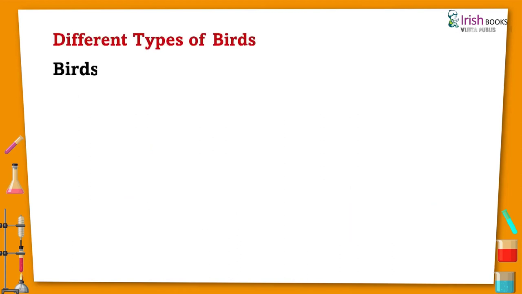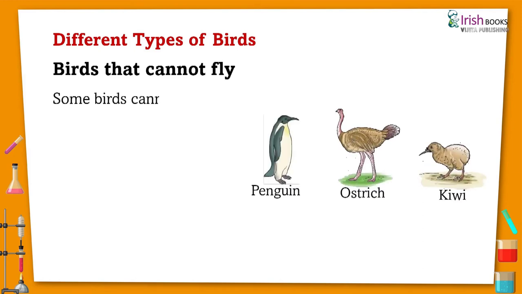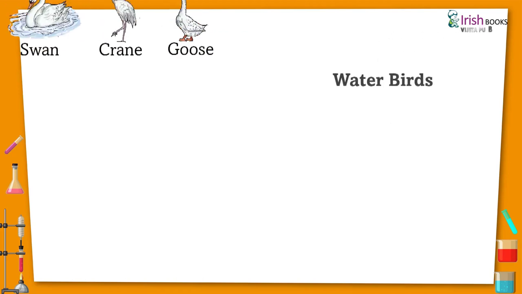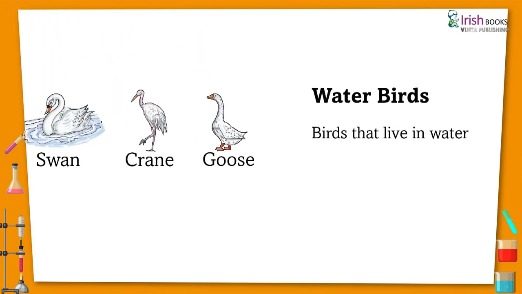Different types of birds. Birds that cannot fly. Some birds cannot fly like others. They can only walk or run, like penguin, ostrich, kiwi. Water birds. Birds that live in water are called water birds. Swan, crane, goose.